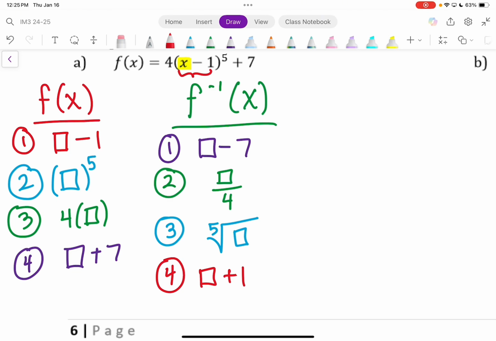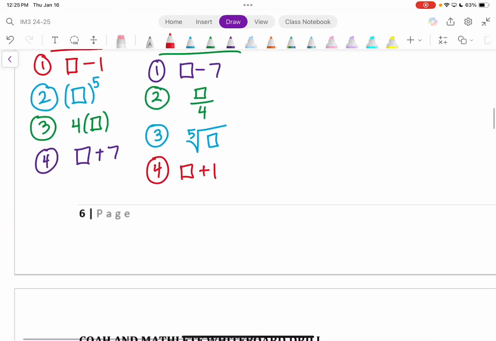So let me show you what that looks like. All right. So like I said, we're going to do step 1 from the inverse table. Step 1, we replace the box with an x. So that's x minus 7. And then we're going to replace that box with the x minus 7. So that's going to be x minus 7 over 4. And then this box we replace with what we have already. So that's going to be the 5th root of x minus 7 over 4. And then we're going to finalize by adding 1 to the very end.